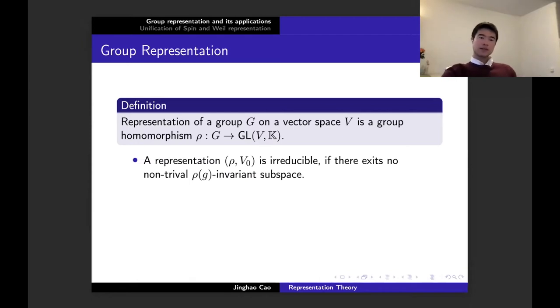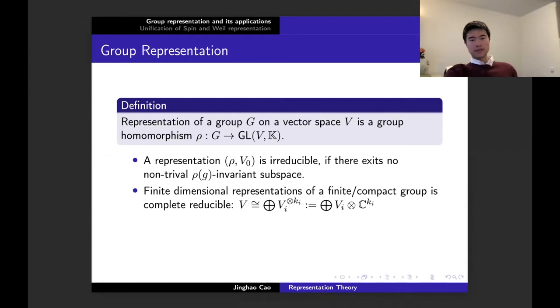First, we call a representation irreducible if there exists no non-trivial G-invariant subspace. So basically for every element in G, we have this linear transformation, a matrix, and each linear transformation has its own invariant subspace. We call the whole representation irreducible, the vector space V0, if all the matrices defined by the action of this representation act invariantly on V0.